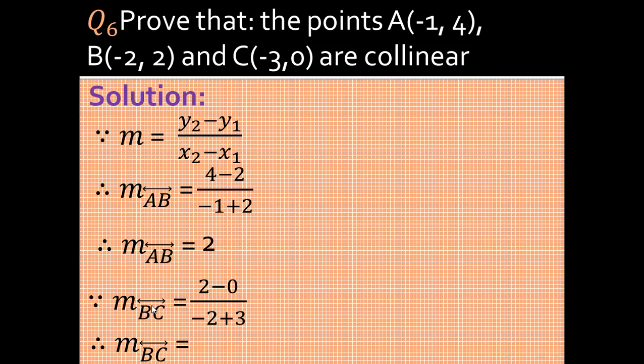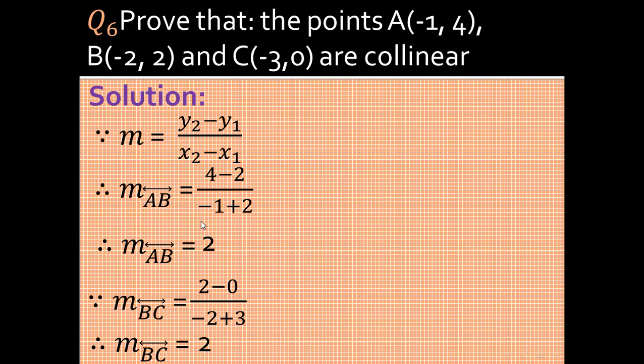If we need to find the slope of the straight line which passes through the points B and C, the difference between y coordinates is 2 minus 0 over the difference between x coordinates -2 minus -3. Minus negative, we can convert it into plus. So we can write -2 plus 3. So 2 minus 0 equals 2 over -2 plus 3 equals 1. So it's 2 over 1, which equals 2.